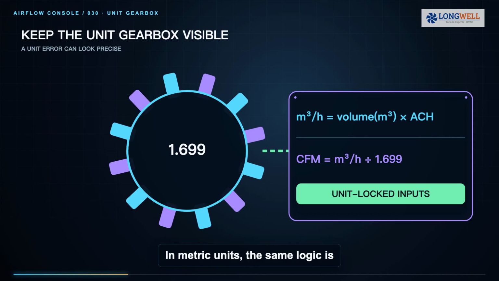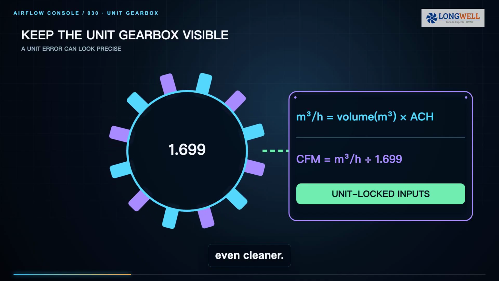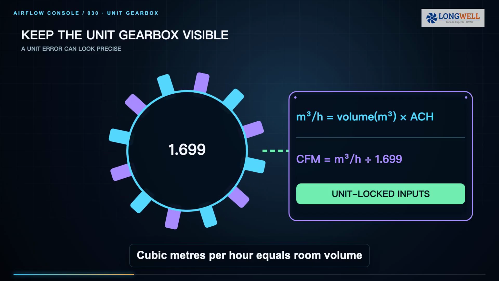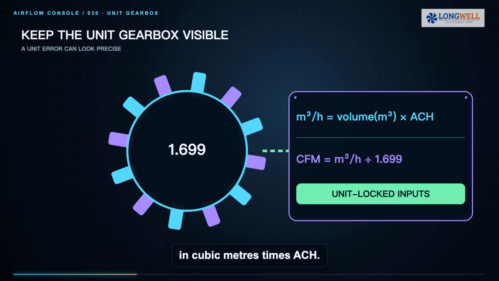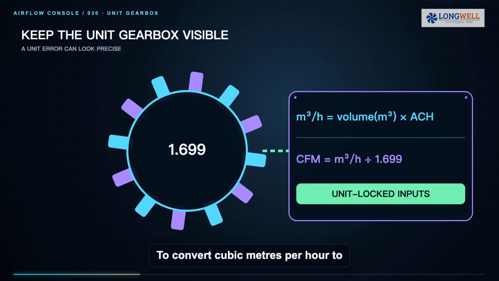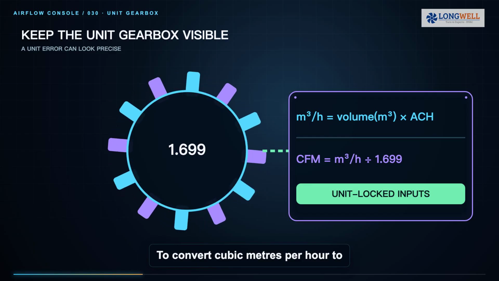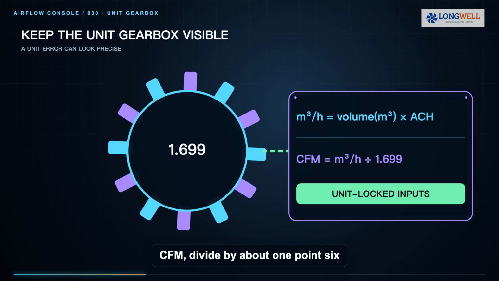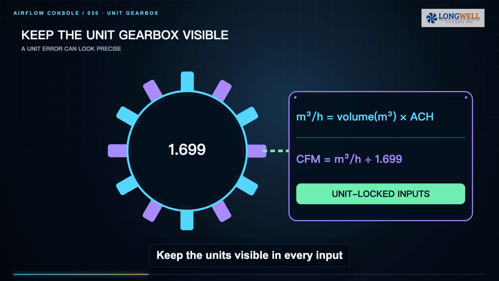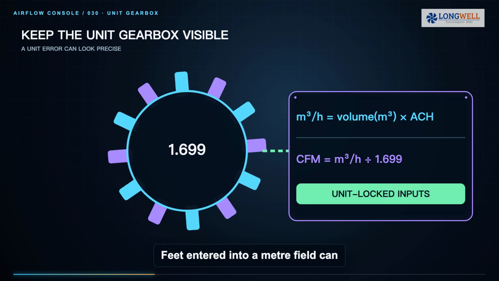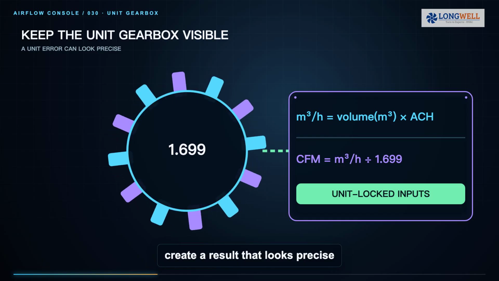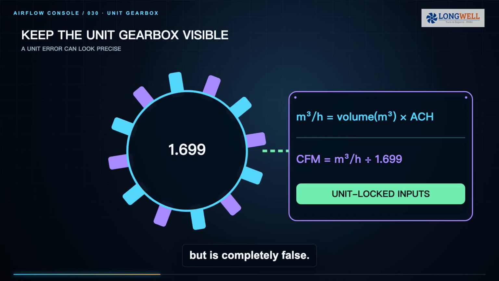In metric units, the same logic is even cleaner. Cubic meters per hour equals room volume in cubic meters times ACH. To convert cubic meters per hour to CFM, divide by about 1.699. Keep the units visible in every input box. Feet entered into a meter field can create a result that looks precise but is completely false.